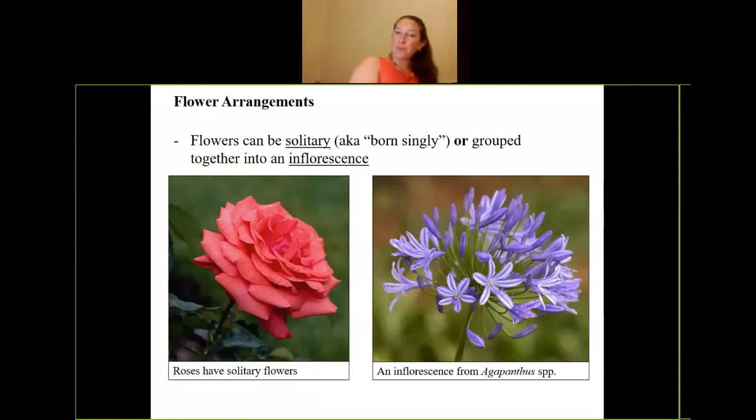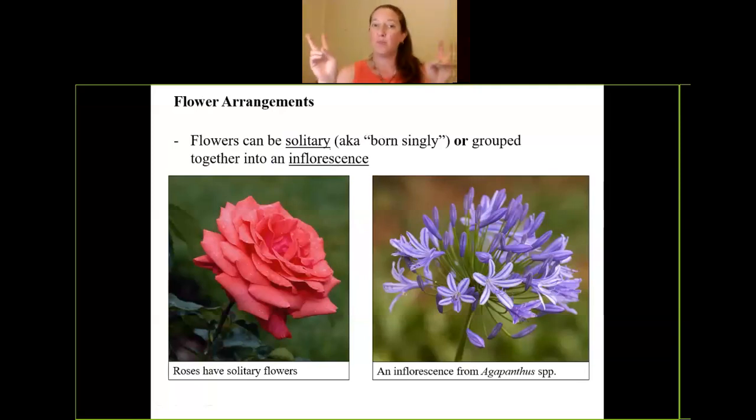Enough about incomplete, complete, perfect, and imperfect. Don't get hung up on this too much, this part coming up. I just want to show this to you in case you happen to see flowers in life and you can know something about them. Sometimes flowers can be alone, just one flower per stem, which is the case of a rose. If you've ever had a rose, it's one flower per stem. So those are solitary flowers, or you can say that they are born singly.